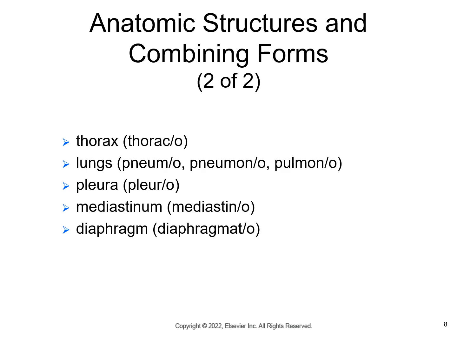Some more combining forms. Thorax is thoraco. For lungs, we see that written as pneumo, pneumono, or pulmono. You do see all three of these variations for the word part for lungs, so you would definitely want to know all three of them. Pleura is pleuro, mediastino means mediastinum, and diaphragm is diaphragmato.